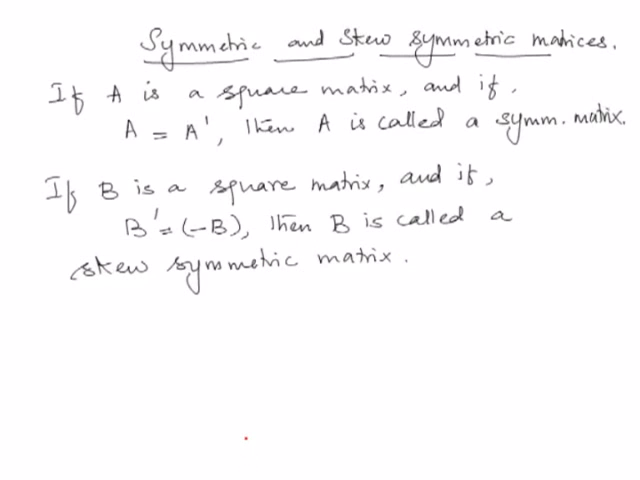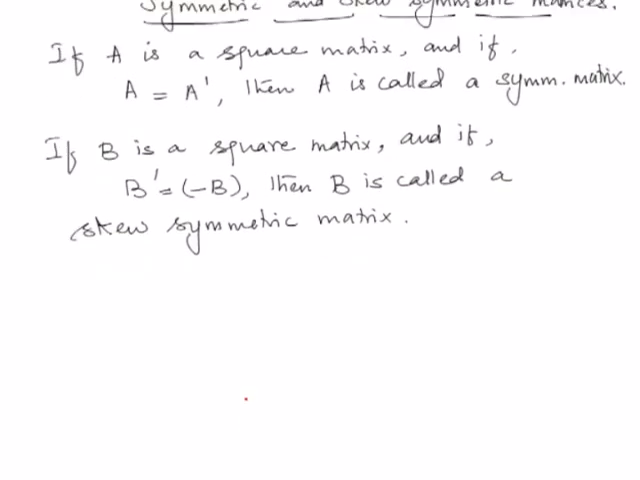So, if A is equal to A dash, then A is called a symmetric matrix. And as I told you, if A is equal to A dash, it can happen only if it is a square matrix. Similarly, if you consider a square matrix and if it happens to be B dash being equal to minus B, then B is called a skew symmetric matrix. There are two theorems related to it. Let us discuss them now.